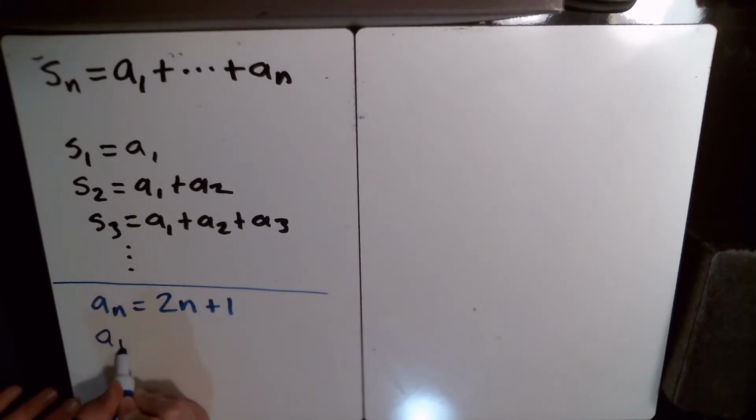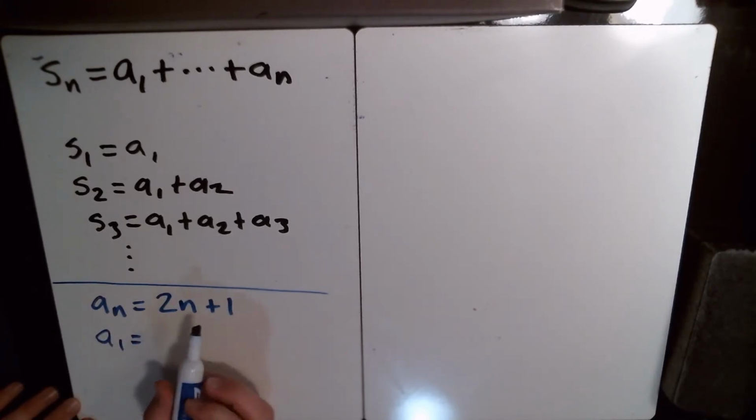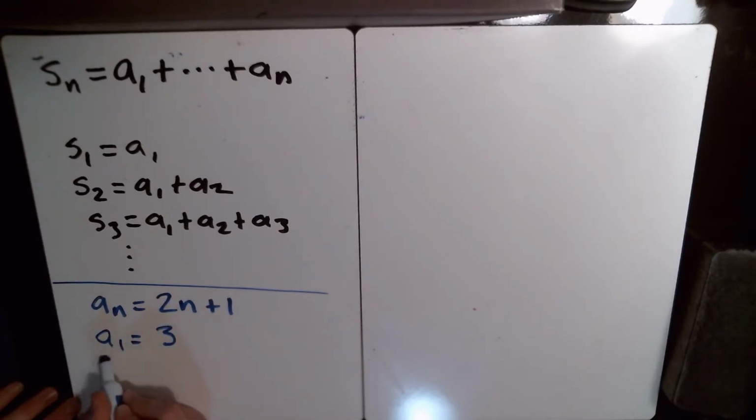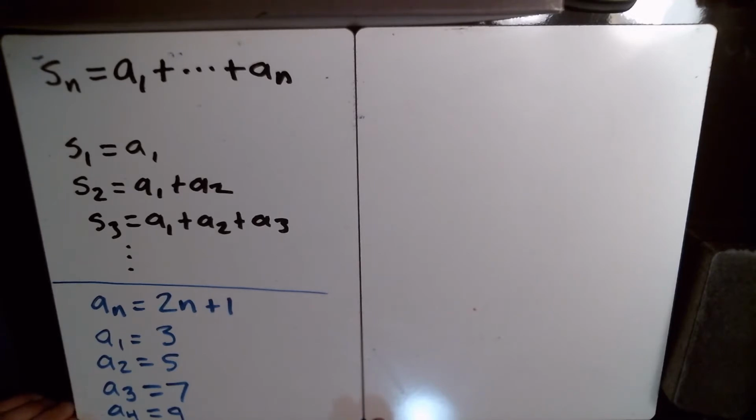A sub 1, when you plug in 1, you get 3, right? A sub 2, when you plug in 2, you get 5. When you plug in 3, you get 6 plus 1 is 7, right? And maybe just for good measure, we'll do 4. Plug in 4, we get 8 plus 1 is 9. Hopefully you can see that. All right, that's way down at the bottom of the screen. Okay, so this is your sequence and it keeps going, right?